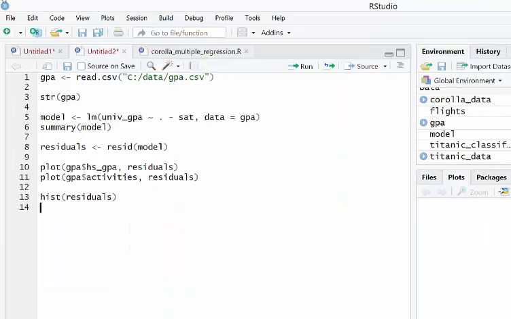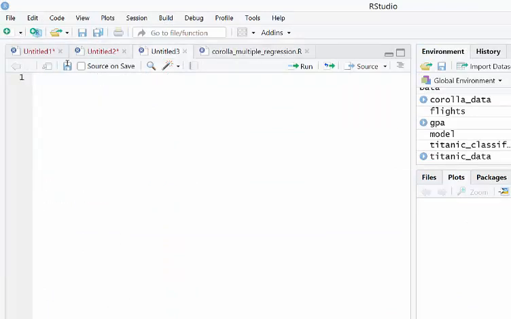So then start your RStudio, okay? And let's take a look at the file.